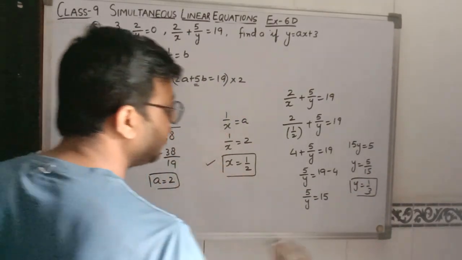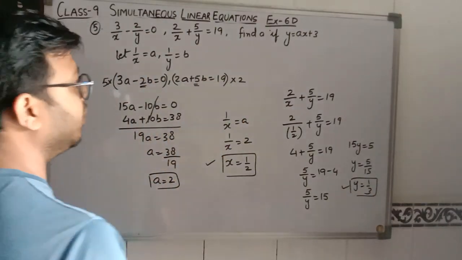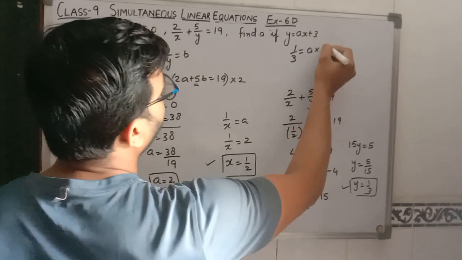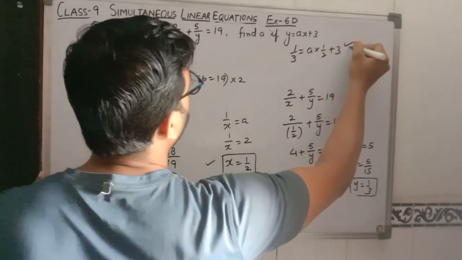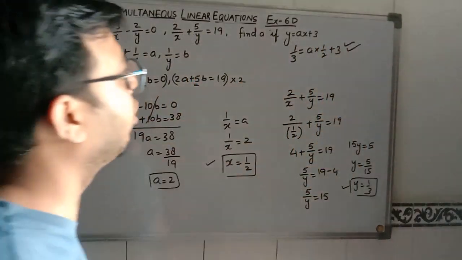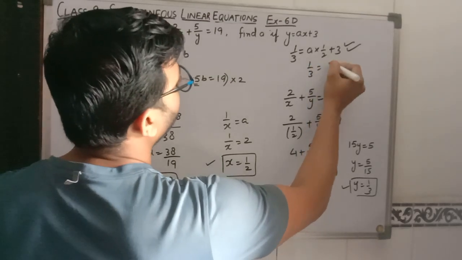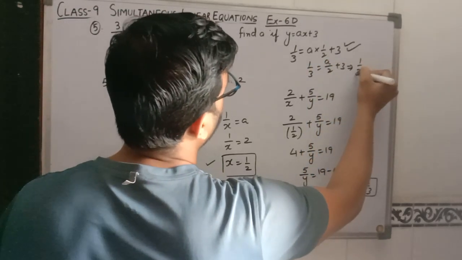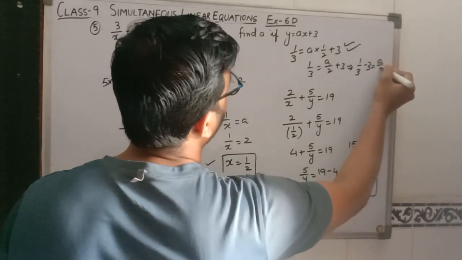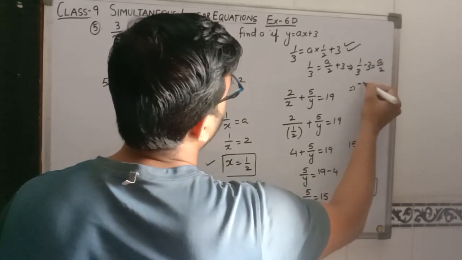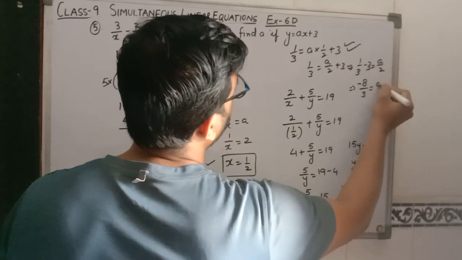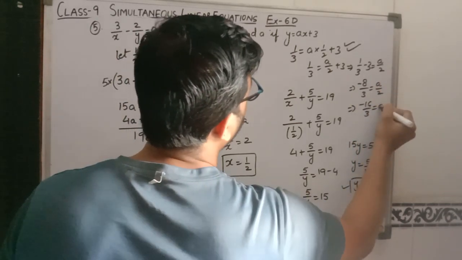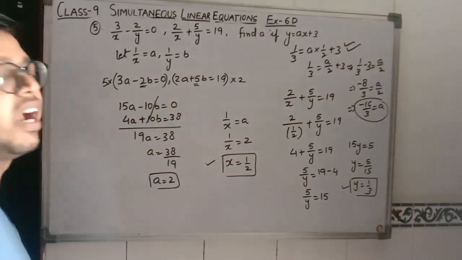The value of x we get and the value of y we got. Now apply it here. 1 upon 3 is equal to a into 1 upon 2 plus 3. Now we have to solve this equation and get the value of a. So it will become 1 upon 3 is equal to a upon 2 plus 3. From here 1 upon 3 minus 3 is equal to a upon 2. When we subtract this, it will become minus 8 by 3 is equal to a upon 2. So the value of a will become minus 16 upon 3. So this is the required value.